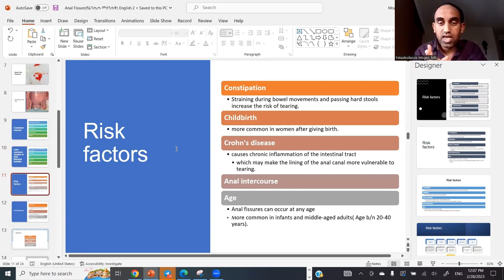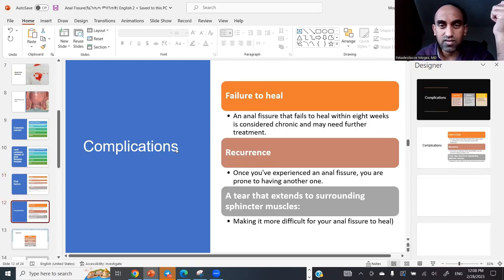Anal fissures can occur at any age, but are more common in infants and in middle-aged adults between 20 and 40 years old. People are more affected with anal fissures than any other age group. Okay, that's very important. So kids and infants can also suffer from anal fissure because sometimes when you start feeding them with milk, they tend to become constipated. They strain a lot to pass that hardened stool. They're constipated, they strain a lot, they cry a lot. And then they crack their anal canal, okay? Resulting in anal fissure.